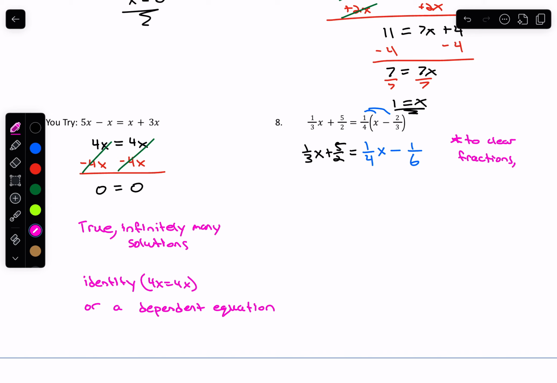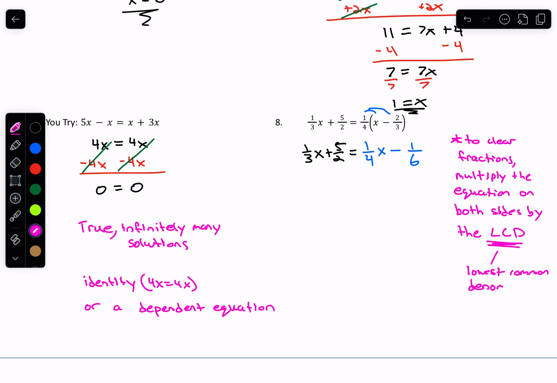So to clear fractions, we are going to multiply the equation on both sides by the lowest common denominator. So LCD right here, lowest common denominator. In general though, we will use the phrase LCD. Now the lowest common denominator is the least common multiple of all of the denominators. So what we have to do is look at the denominators and see what is their least common multiple.